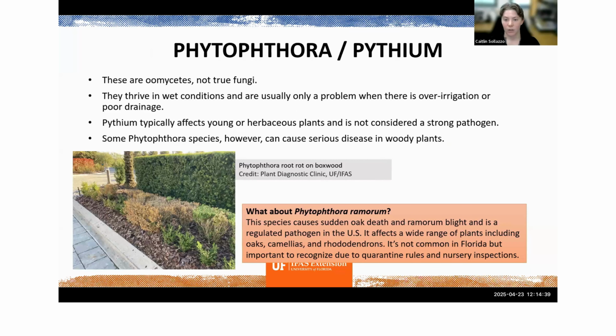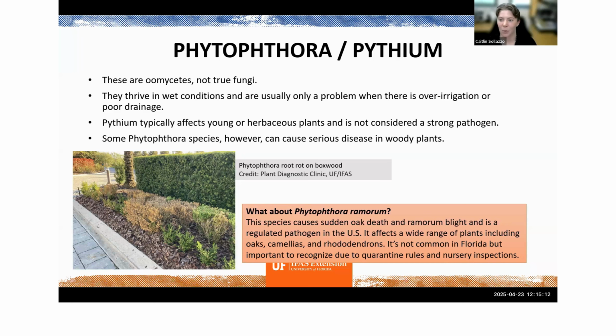All right. So now getting into these are root rots. We're going to start with Phytophthora and Pythium. And if you watch any of my other lectures, you know that these are not true fungi. They are oomycetes, which is more closely related to algae than to fungi, where fungi are more closely related to like insects or us. But they have evolved convergently to do very similar symptoms. The big difference is oomycetes very much so thrive in wet conditions.